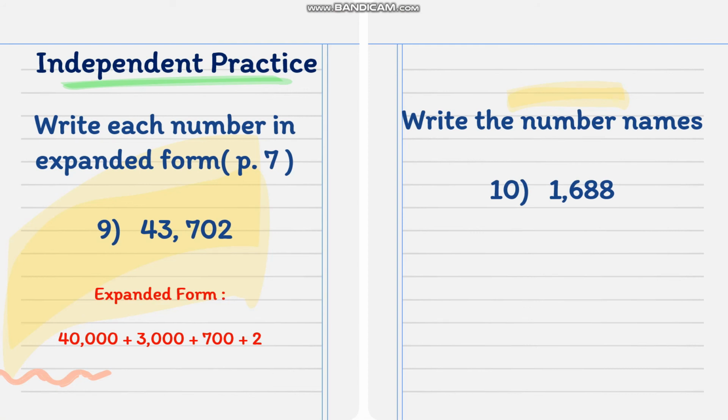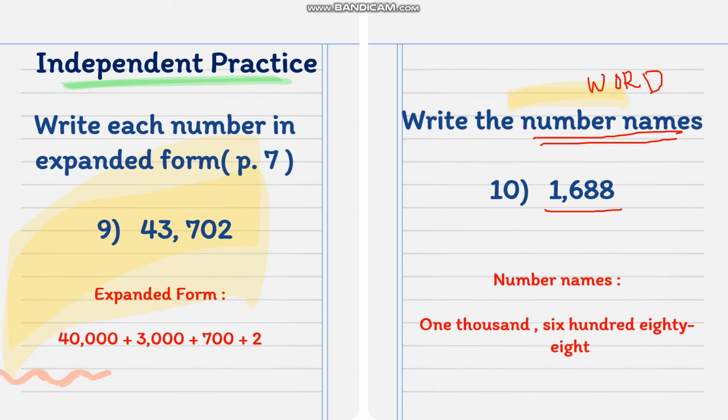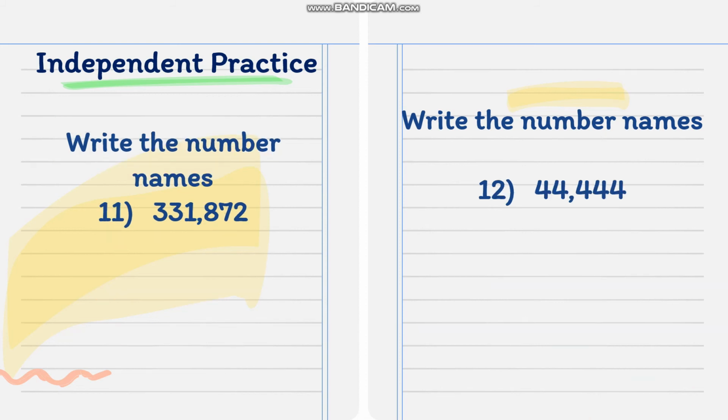Let's continue. Write the number names. Again, when we say number names, it means word form. So what you read is what you write. So we're going to read this as 1,000,688. So the answer is 1,000,688.